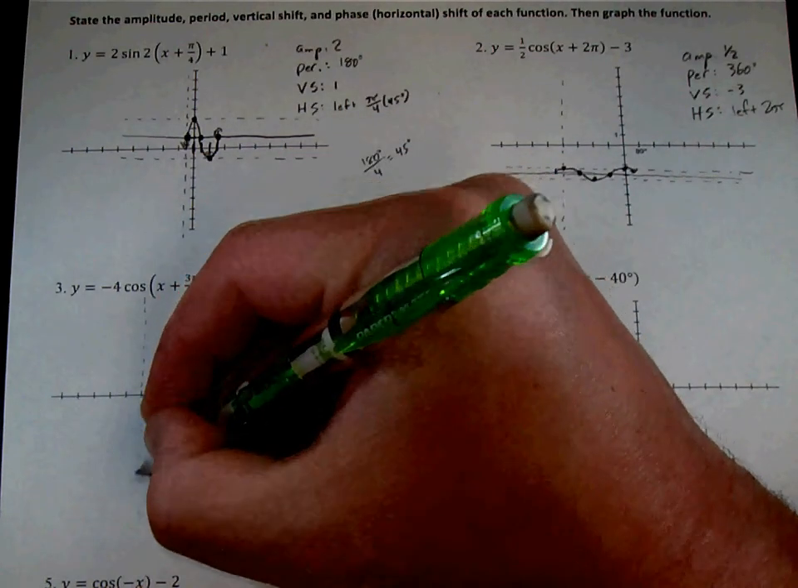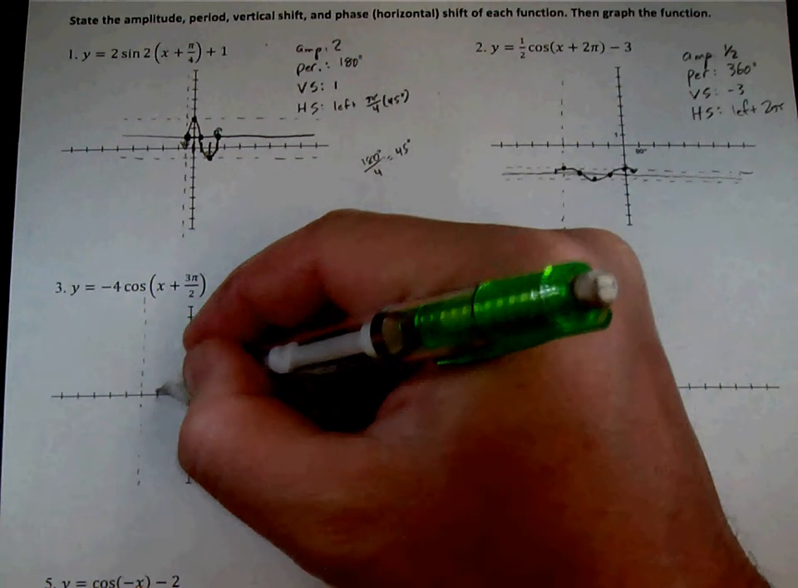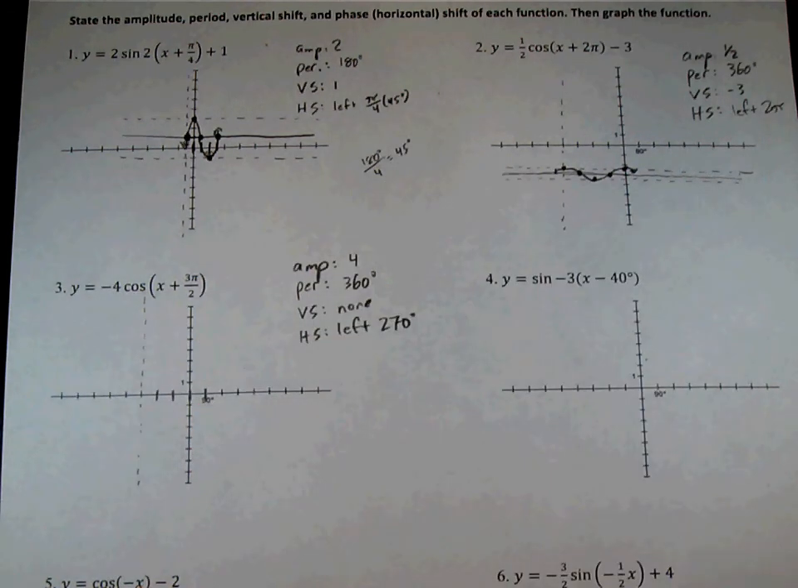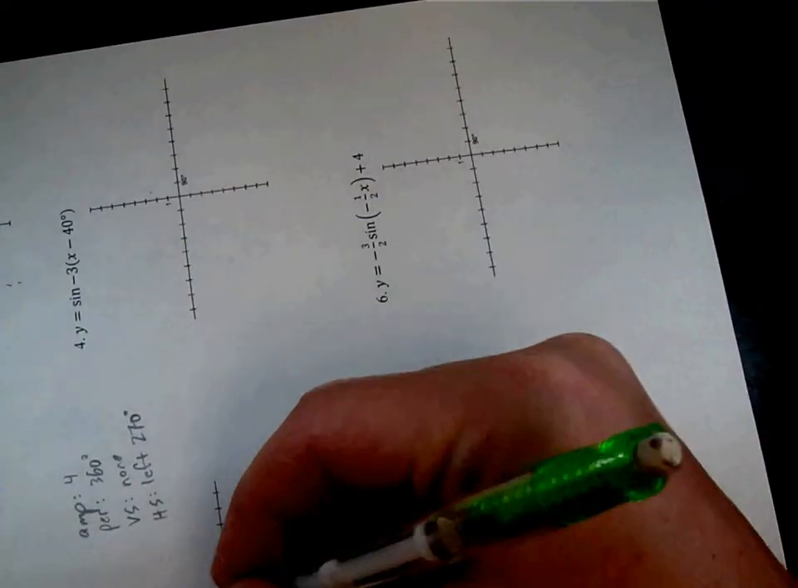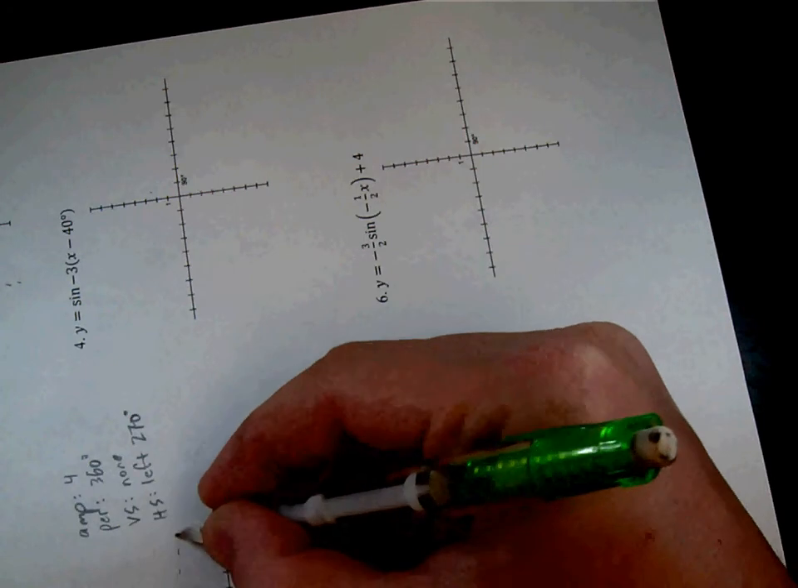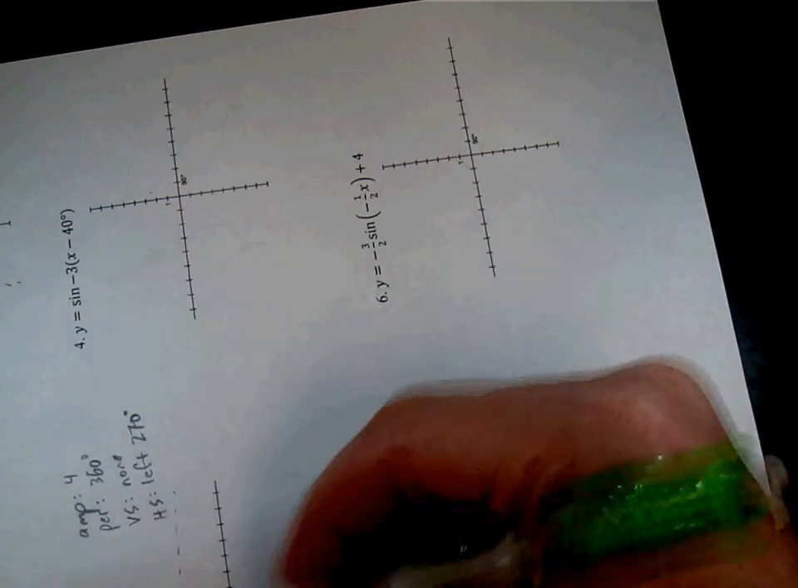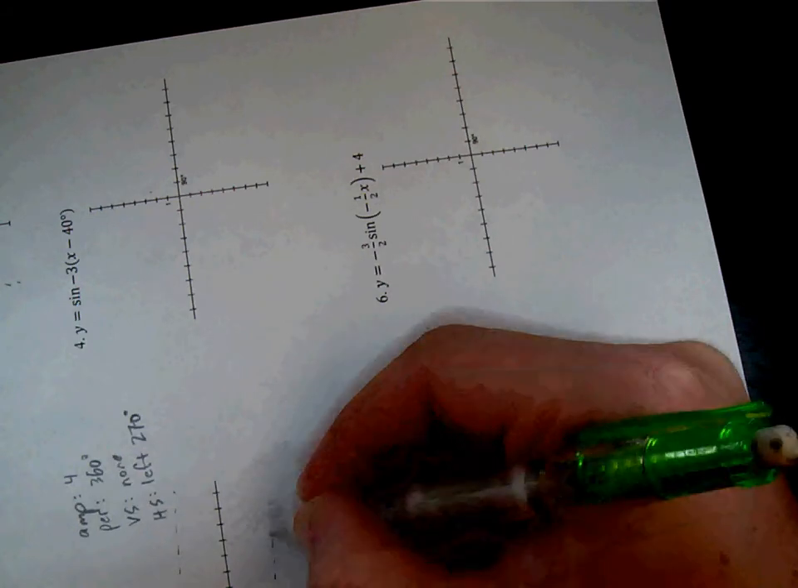And 360 divided by 4 is 90, so I'm going by 90s after that. So 1, 2, 3, 4 of them, so I'll finish the period at 90 degrees. My amplitude is 4, so I'm going to go up to 4 for a maximum, down to negative 4.